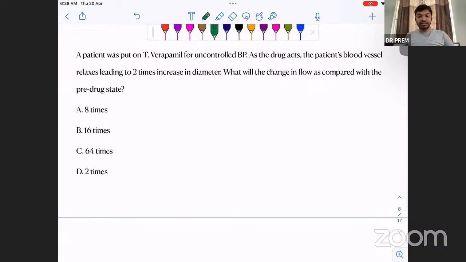Any guesses? There is a vasodilatation, and the question asks how much time the flow changes. That's the question here, doctors.